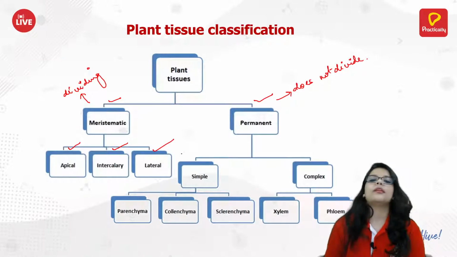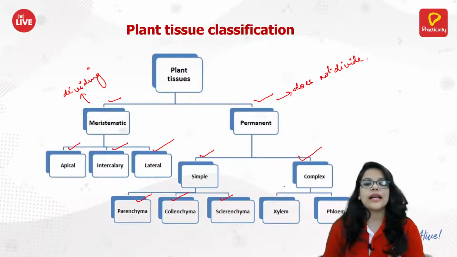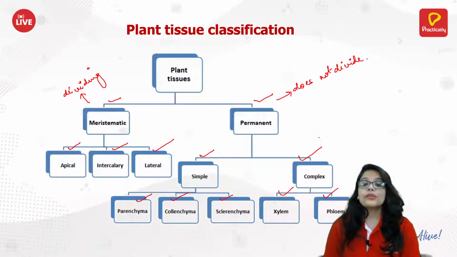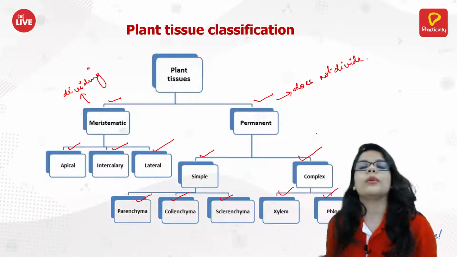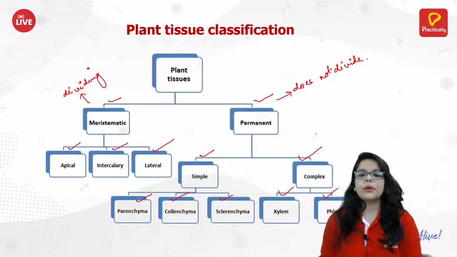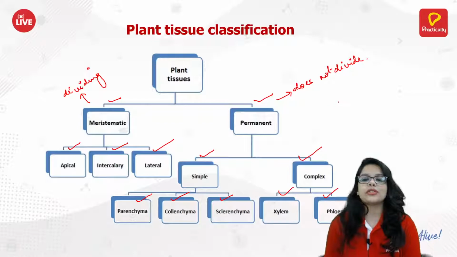On the other hand, the permanent ones will have simple, such as parenchyma, collenchyma, sclerenchyma, and they'll have complex, such as xylem and phloem. Okay, so remember these things. These are very important from botany. Whenever we talk about NEET, we get a lot of questions, especially from xylem and phloem.